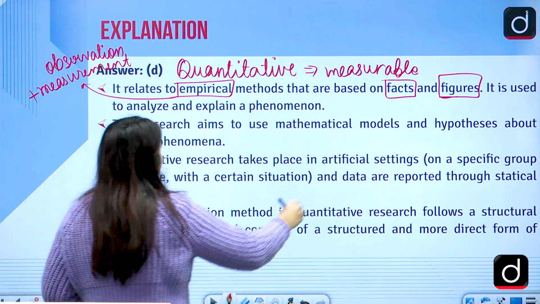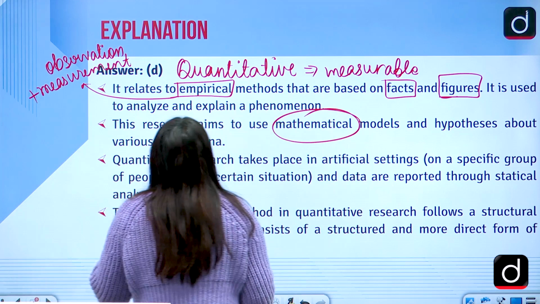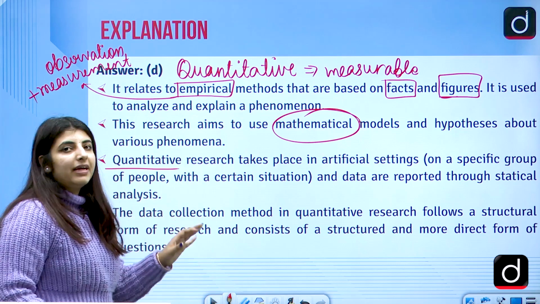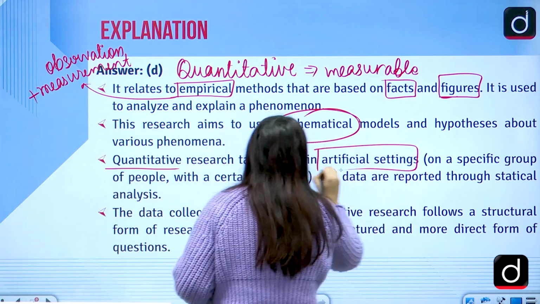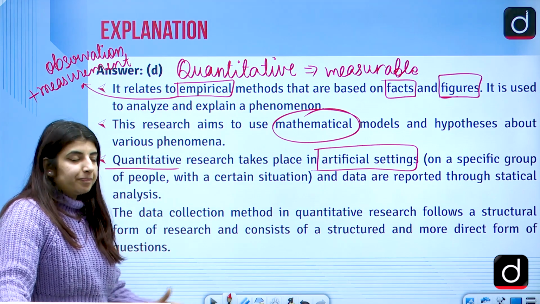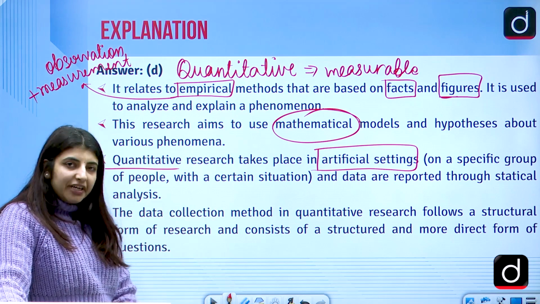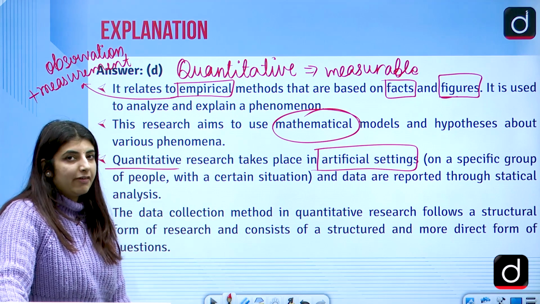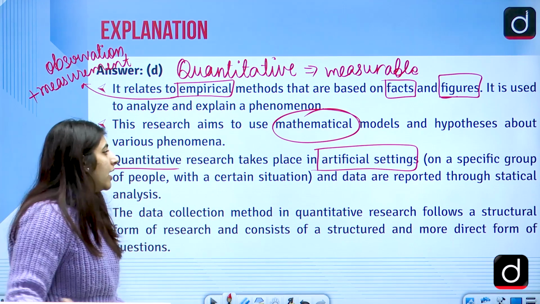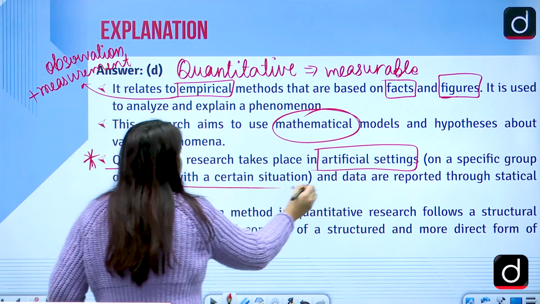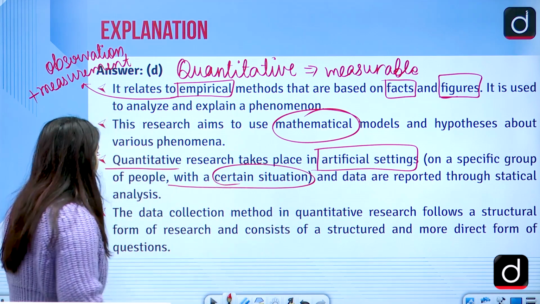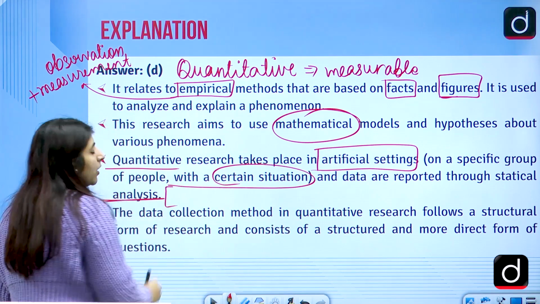This research aims to use mathematical models and hypotheses for various phenomena. Quantitative research takes place in artificial settings, which is a really important point from the NET perspective because a question was asked for the qualitative part. So in the quantitative part, the settings are artificial, or human-made artificial settings, right? On specific people with a certain situation, which is a made-up situation. Correct? And data is reported through statistical analysis, which we have talked about.